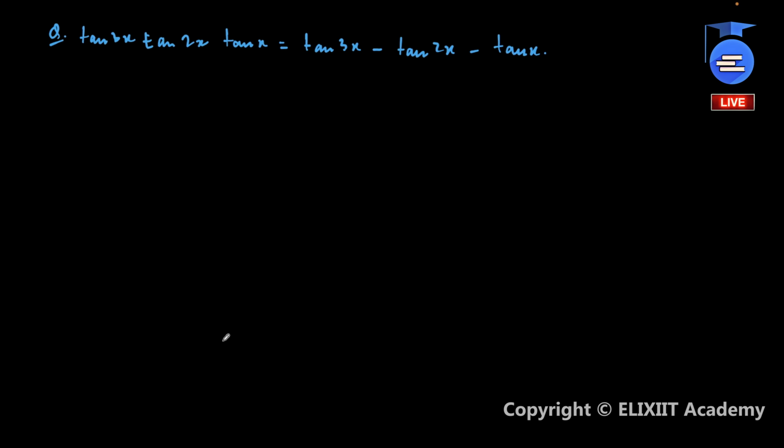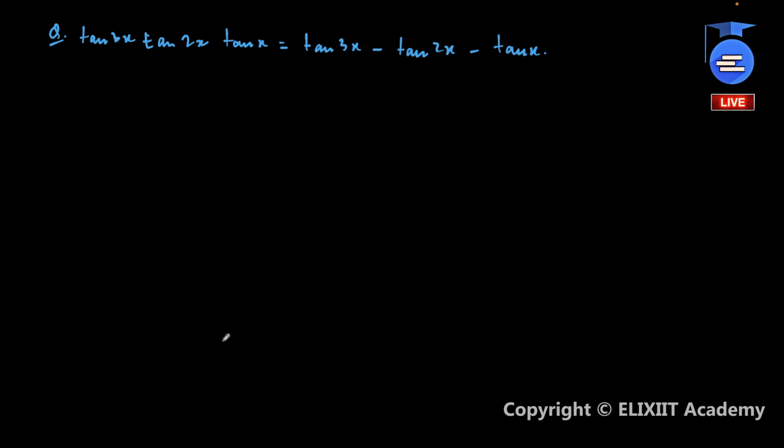Okay, so now we have this question. We have to prove that this relation holds: tan 3x into tan 2x into tan x equals tan 3x minus tan 2x minus tan x. Again, the same logic. What is the logic over here? Express the bigger angle in terms of the sum of the other two smaller angles.